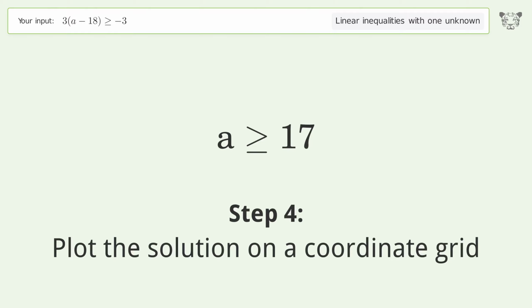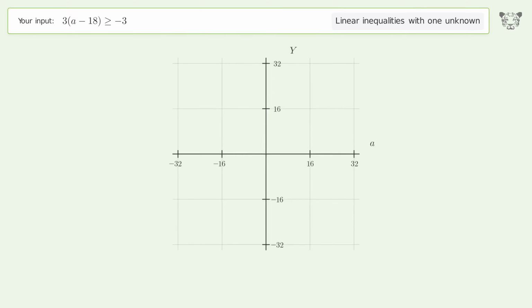Plot the solution on a coordinate grid. And so the final result is a ≥ 17.